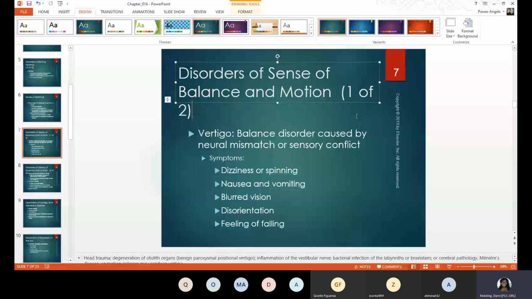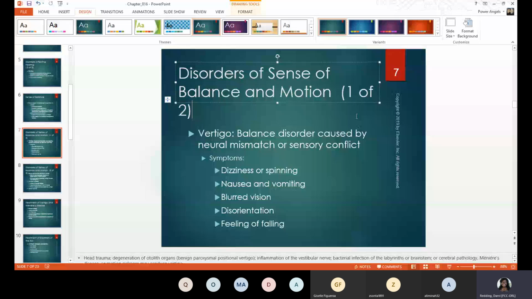So there are some symptoms that are associated with vertigo. Some of those symptoms include dizziness or spinning, nausea and vomiting, which is important to know. The medical abbreviation for nausea and vomiting is N&V. Some other symptoms include blurred vision, disorientation, as well as a feeling of falling.